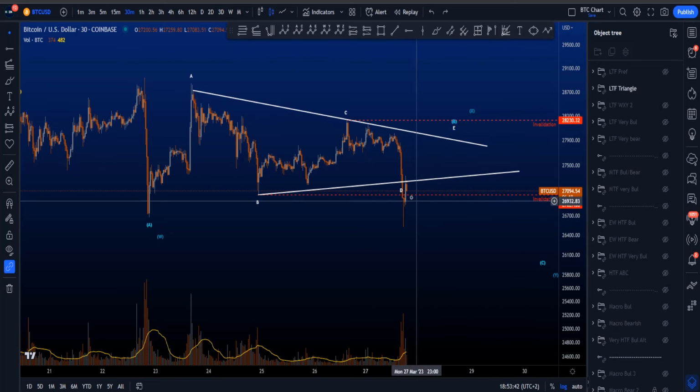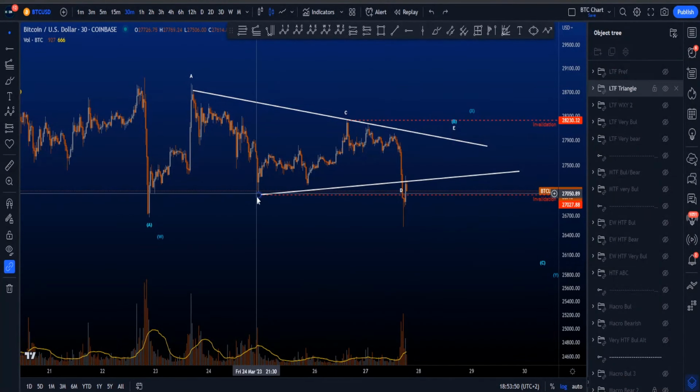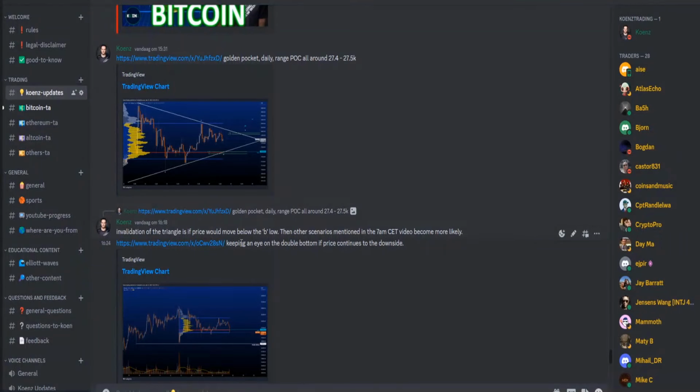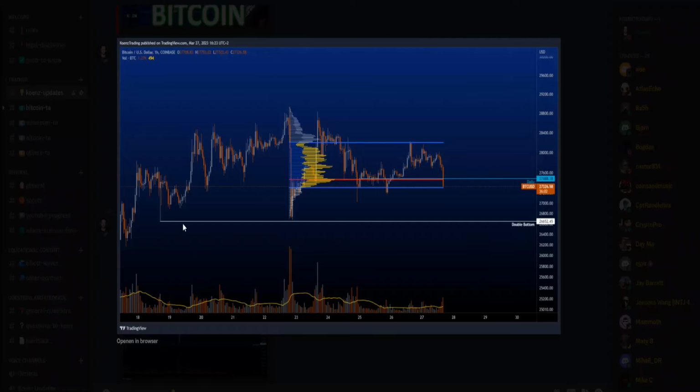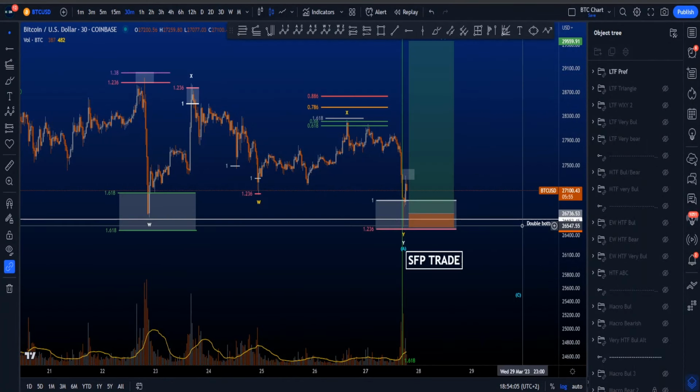And the nice thing is that we pushed to the downside, and I also updated the Discord group as well, saying that invalidation of the triangle is basically moving below the wave below over here. And then if we continue going down, the next thing I would be looking for is basically the double bottom, which is this level over here, the double bottom at 26.6K on my Coinbase chart. And that is leading to this scenario.